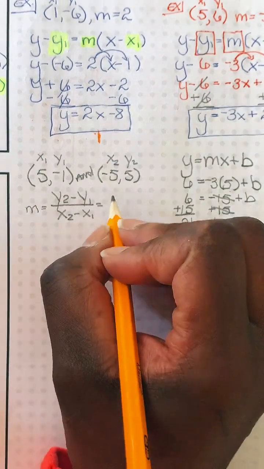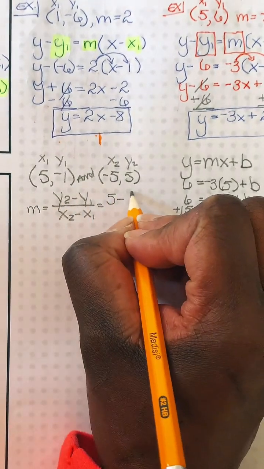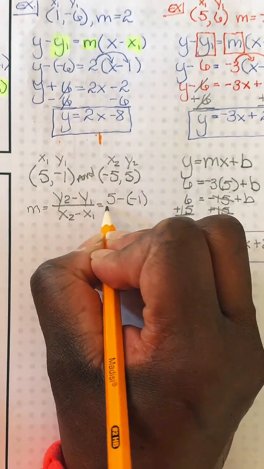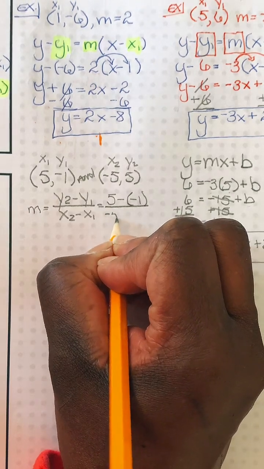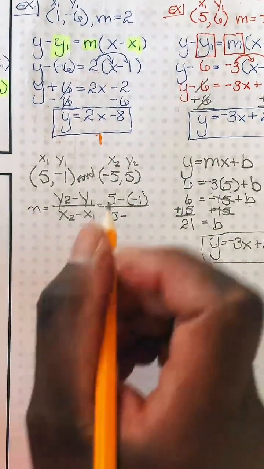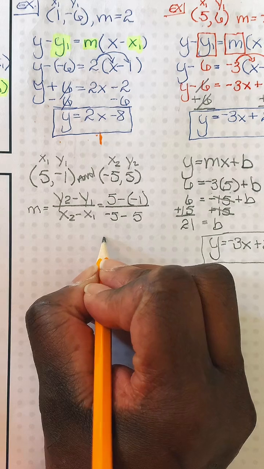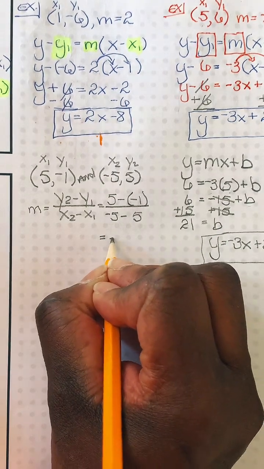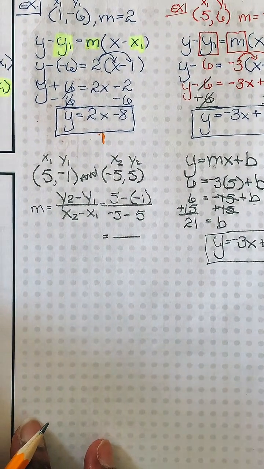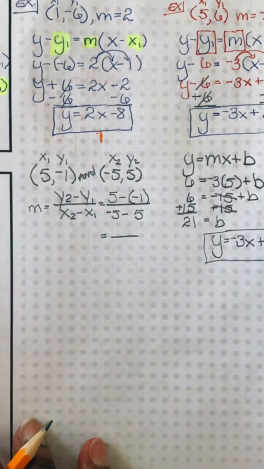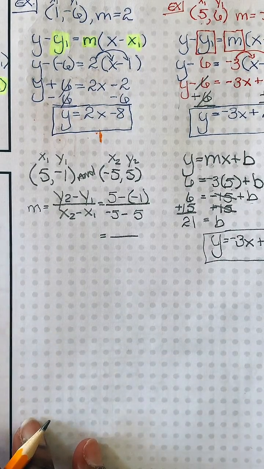So y2 is 5 minus my y1, which is a negative 1. My x sub 2, negative 5, minus my x sub 1, which is a positive 5. All right. Didn't really give myself that much room, but here we are. Could you do what? Yes, you can. You can do y1 minus y2 and then x1 minus x2. Yes, you can do that.